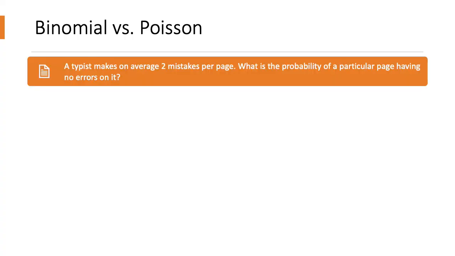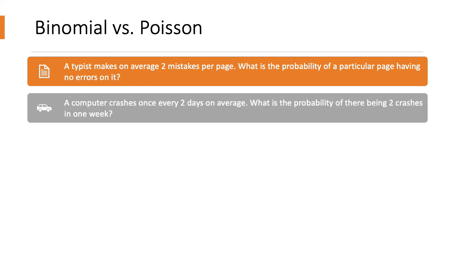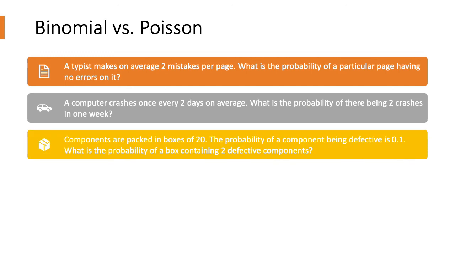Binomial versus Poisson. A typist makes on average 2 mistakes per page. Let's think about, is this a Poisson distribution or would we use a binomial? In this case, since there's no upper limit of the number of mistakes on a given page, it will be a Poisson. A computer crashes once every 2 days. What is the probability of there being 2 crashes in 1 week? Once again, no clear upper limit, therefore Poisson.